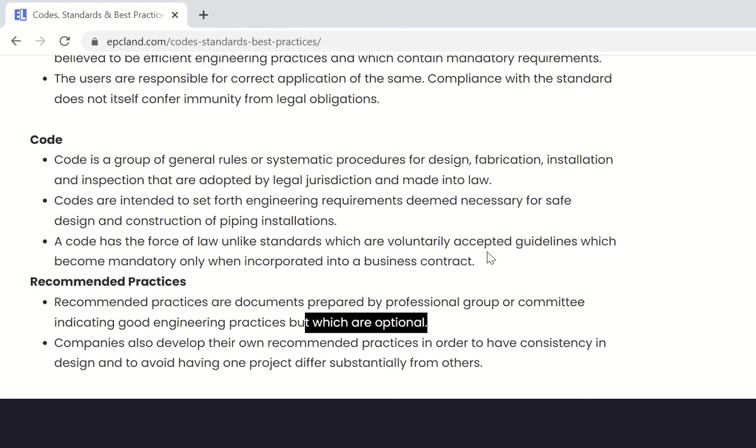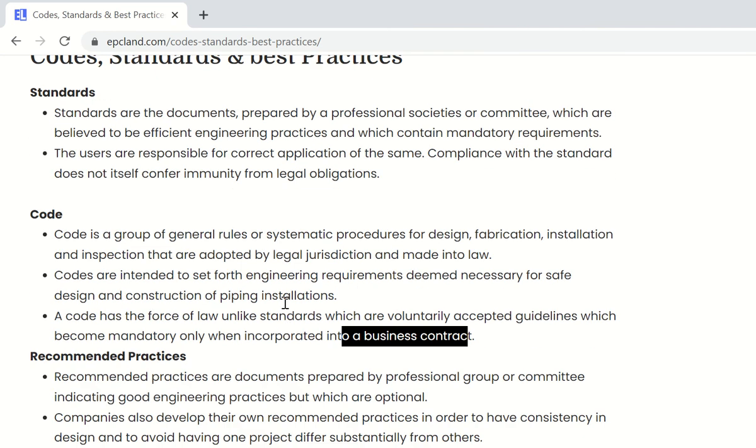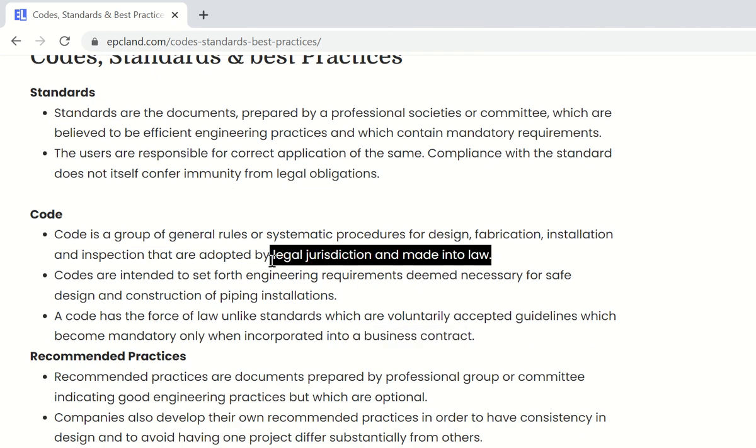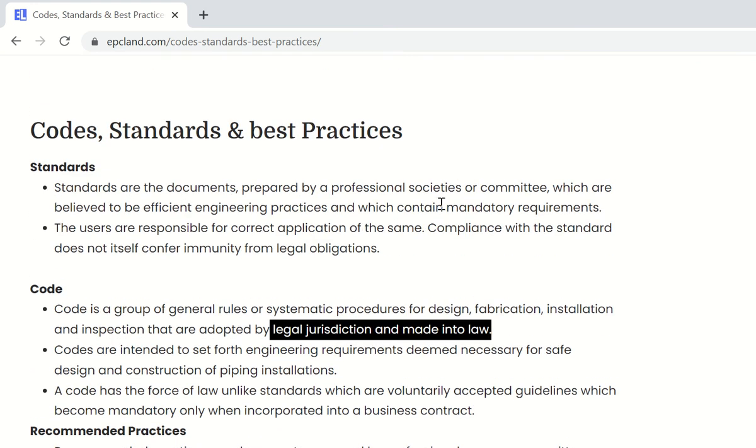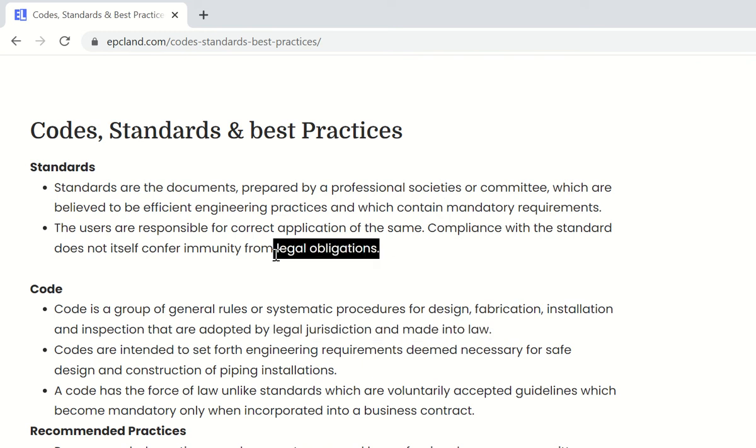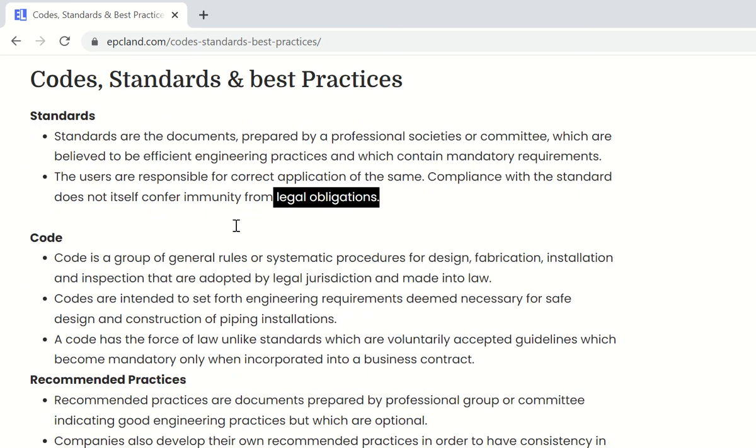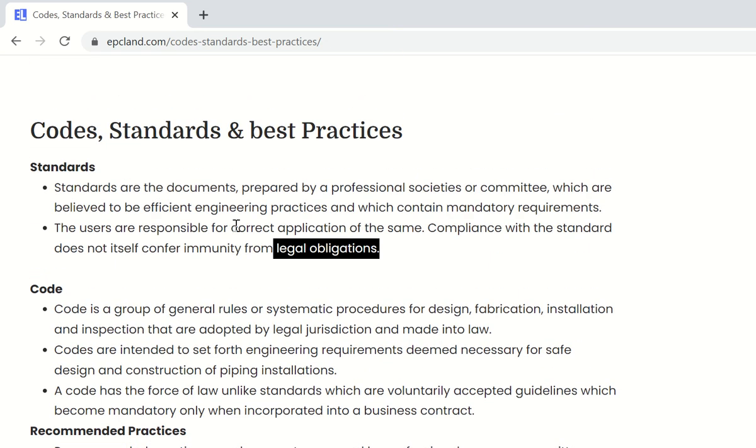Standards are accepted guidelines once they are mentioned in the business contract, and then anybody can legally challenge if they are not followed. At the same time, standards are prepared by professional societies and committees, but there is no legal foundation. At the same time, we have to follow these standards also. So these are the basic differences between codes, standards, and best practices.